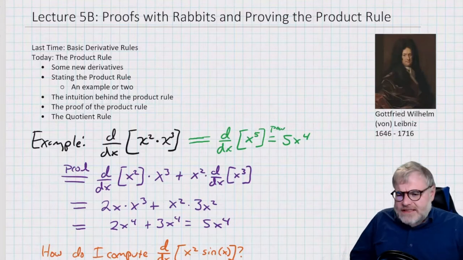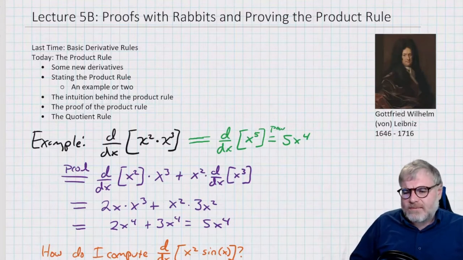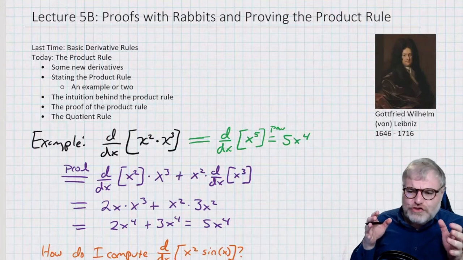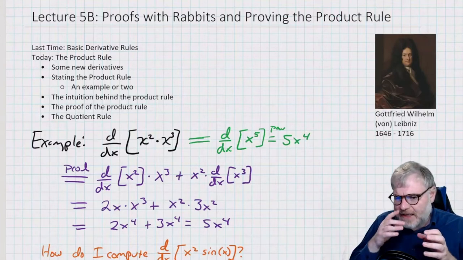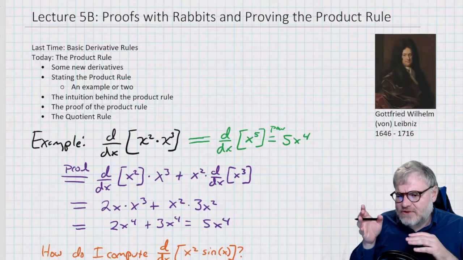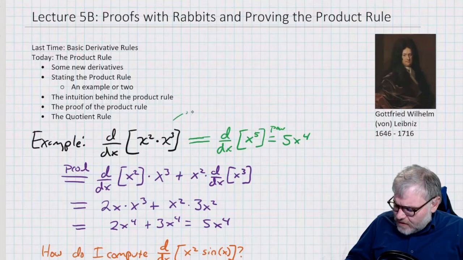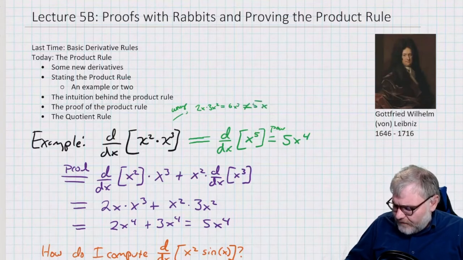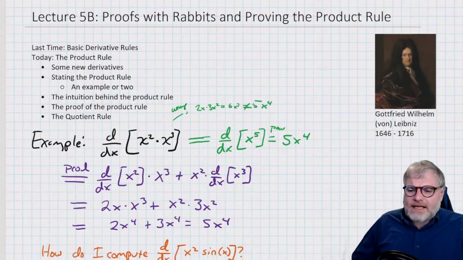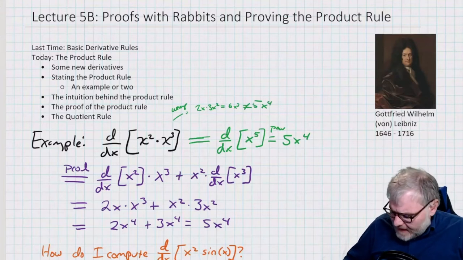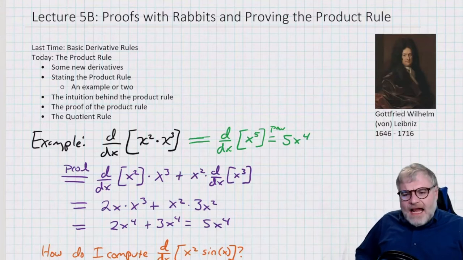But let's look instead at this x squared x cubed thing. Now, if I just took the derivative of the products and multiplied them together, notice that that would be 2x times 3x squared. And that does not equal this, right? So if I did this wrong, it would be 2x times 3x squared, which equals 6x cubed, which does not equal 5x to the fourth. So I can't just multiply the two derivatives together. Right? It's incorrect. Instead, I have to use the product rule.